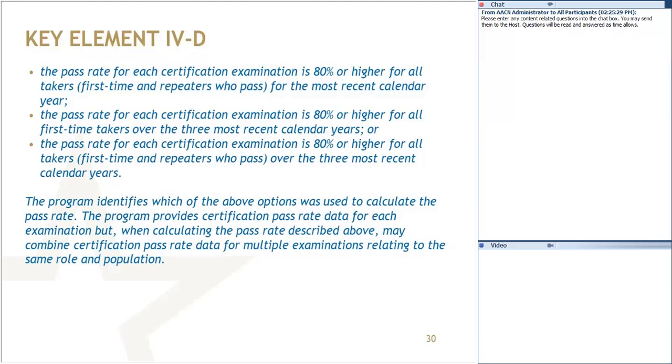Now, clearly the pass rate data are going to be separated by track because you'll be preparing people for different exams, but we do not ask for pass rate data to be separated by campus site.